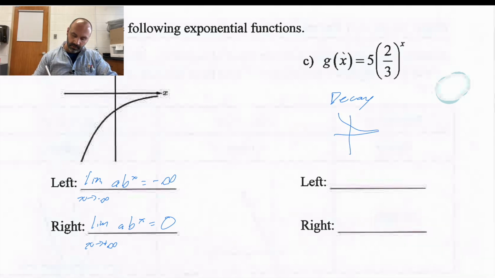And so it's going to look kind of like this. So the limit as x approaches negative infinity for g of x equals infinity. And then the limit as x approaches positive infinity, g of x equals 0.